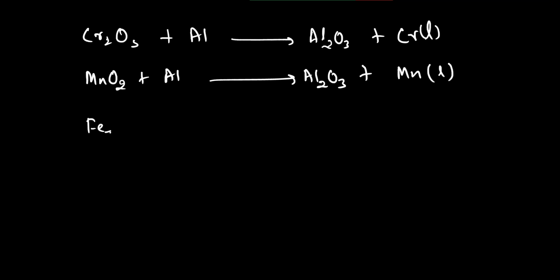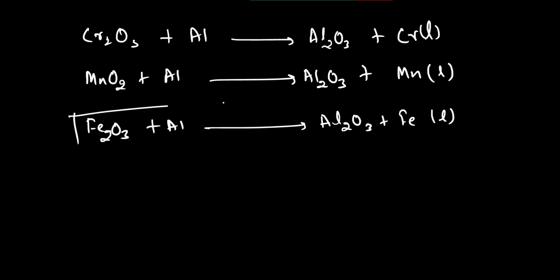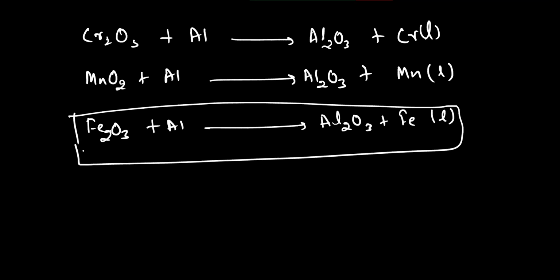And sometimes we also use this reaction: Fe2O3 reacts with aluminium. It will give you Al2O3 plus Fe in the liquid state. And this is an important reaction. This is called the thermite reaction. Electrolytic reduction we have done in the previous class. So let's move further, and the next one, let's start.